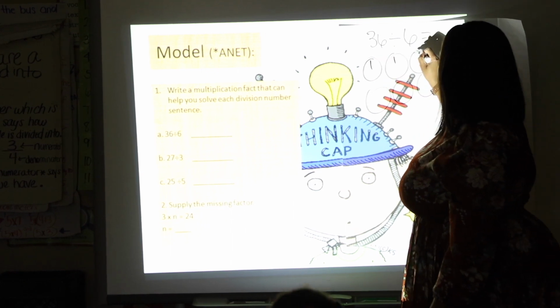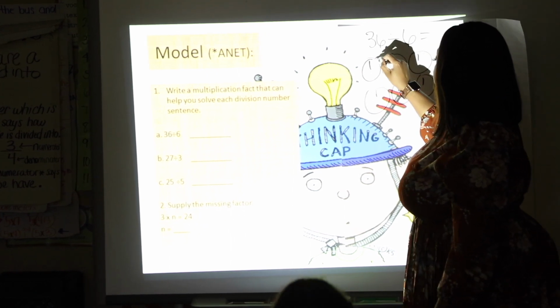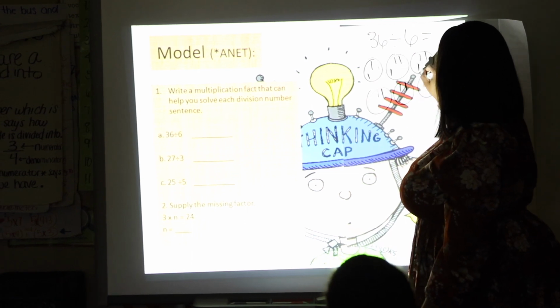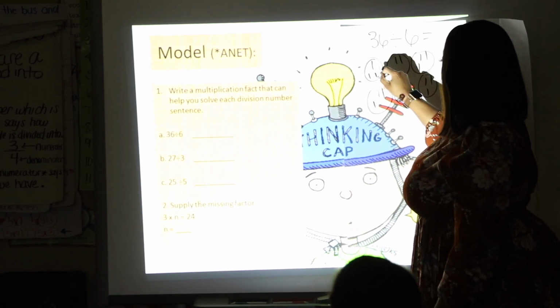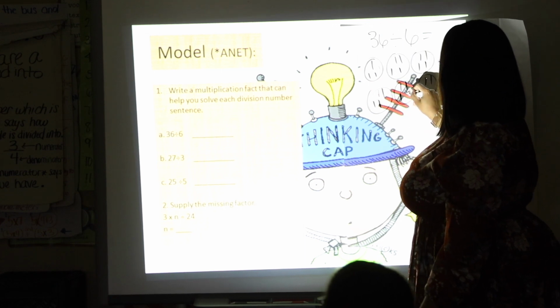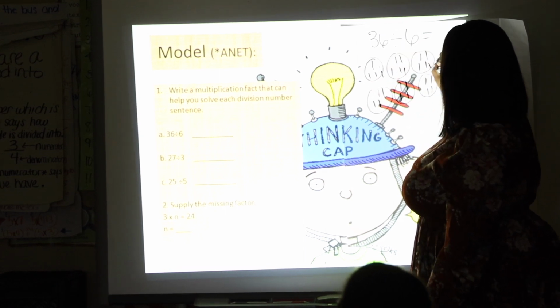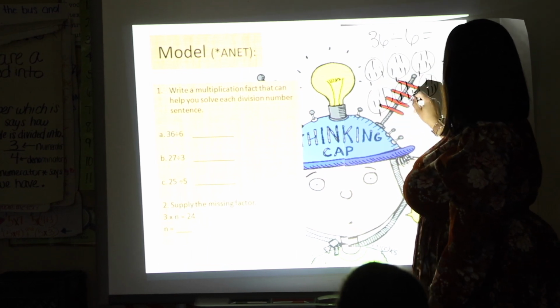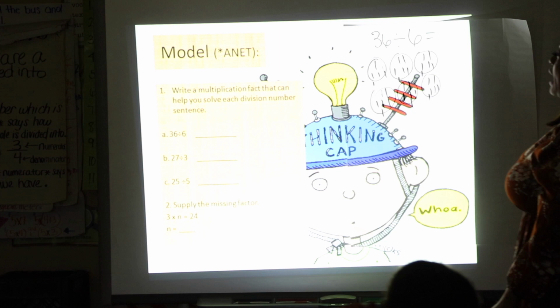Alright, so 1, 2, 3, 4, 5, 6, 7, 8, 9, 10, 11, 12, 13, 14, 15, 16, 17, 18, 19, 20, 21, 22, 23, 24, 25, 26, 27, 28, 29, 30, 31, 32, 33, 34, 35, 36. Now I need to see what they all have in common.